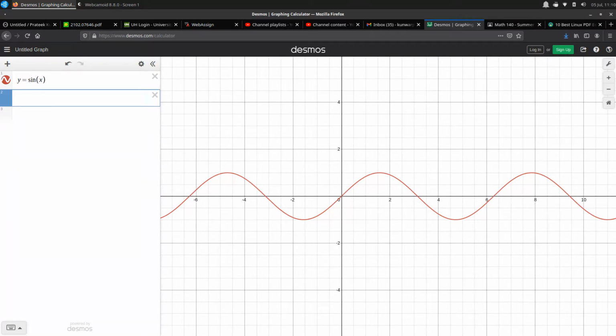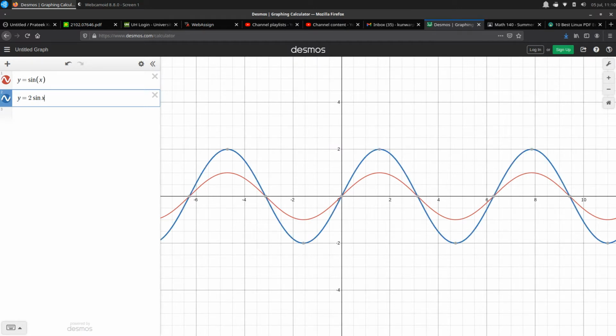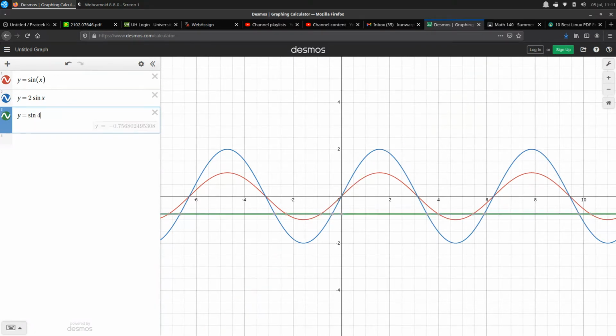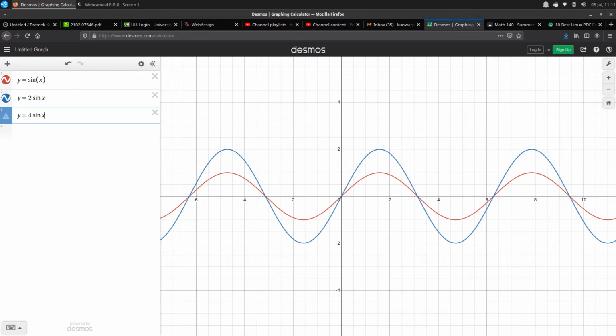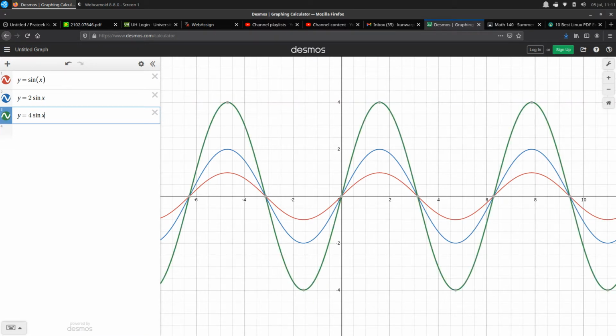So let's look at some of the things that we claimed. For example, if it's 2 sine x, you can see the time period doesn't change, but it just becomes bigger, right? Similarly, if I make it 4 sine x, it just becomes bigger, which is what we expect.